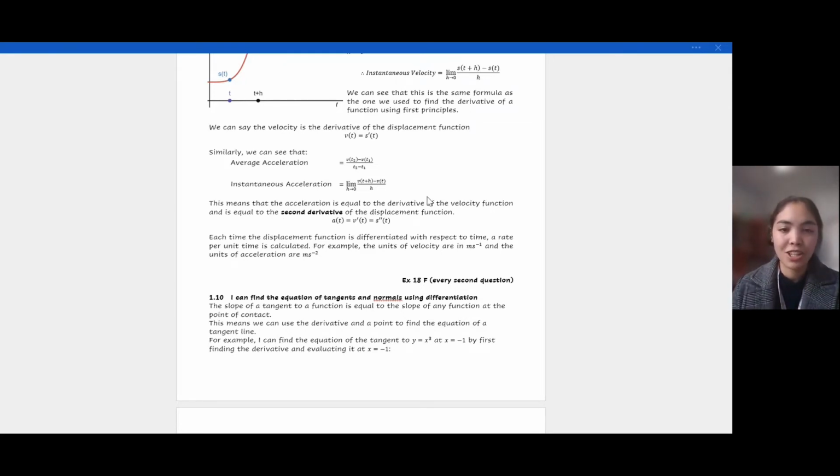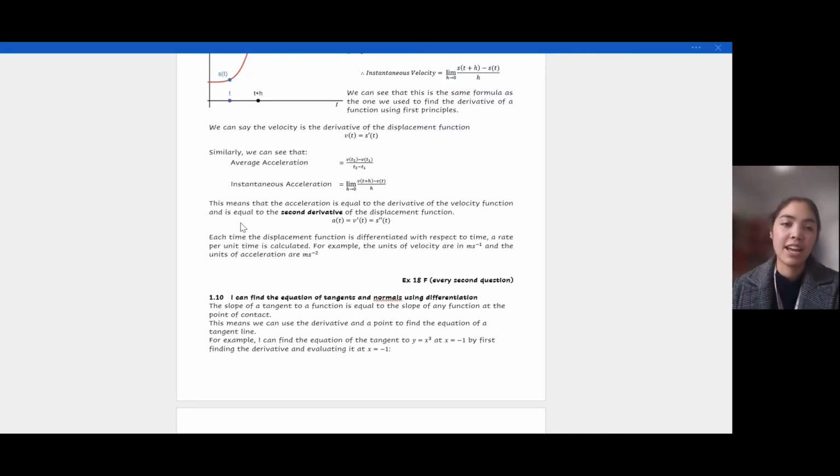So this means having a look at this all together. If we started with our initial displacement function and took the derivative of that, I'd get my velocity function. And if I took the second derivative of my displacement function, so deriving this twice, I would actually get my acceleration function. So they're all related to each other, which is pretty cool.